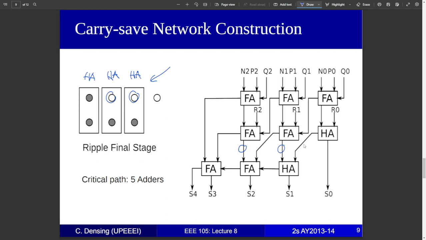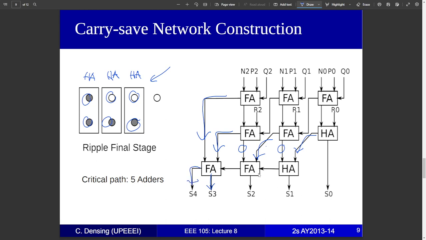And then you add that to the carries from before. So this is the gray carry over here, and this gray carry is this one. And then the two carries is the one from the first layer and the one from the second layer. And those produce S3 and S4 respectively.